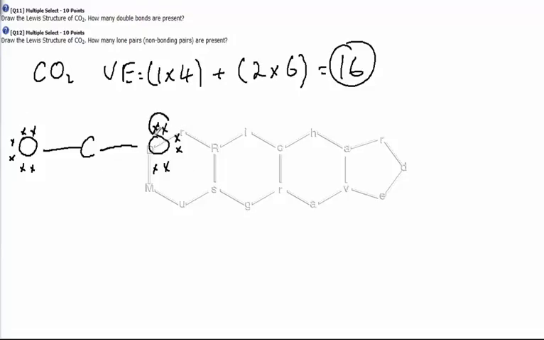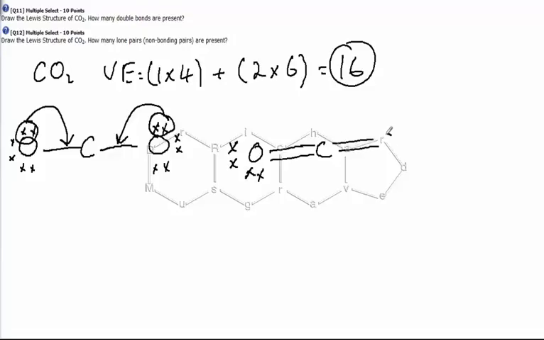What I can do is take 2 electrons from here and stick them in the bond here, so that they're now shared by both the carbon and the oxygen. And these 2 electrons are also going to be shared by both the carbon and the oxygen. And that means that we're going to have what's called a double bond. Now remember that each of these lines represents 2 electrons, and we're going to do the same thing on each of those.